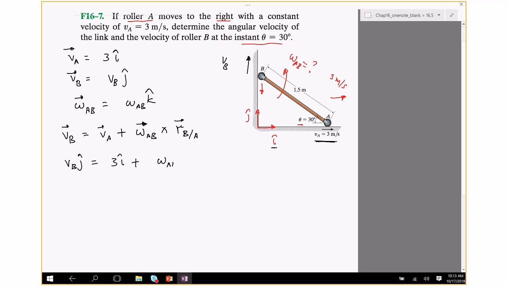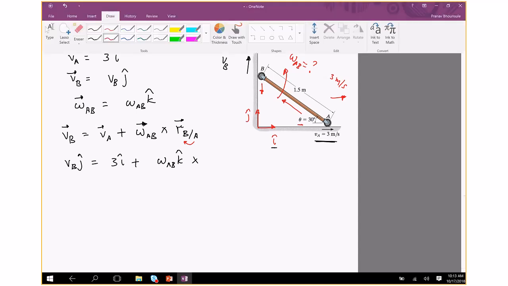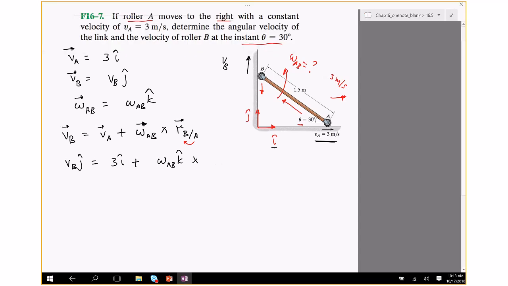omega AB k crossed with, well, what's B slash A? It is the vector from A to B, this vector. So when I try to write that vector, there's a length involved. The length of AB is 1.5 times the unit vector in this direction.